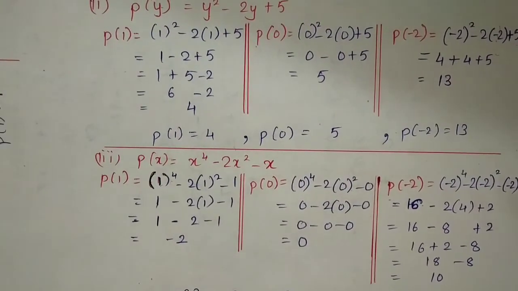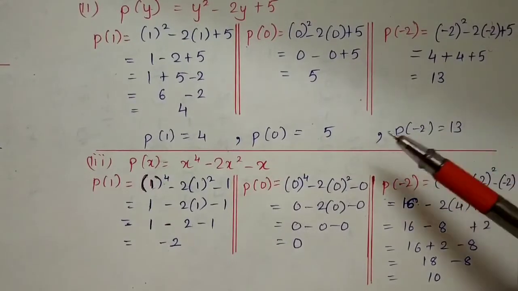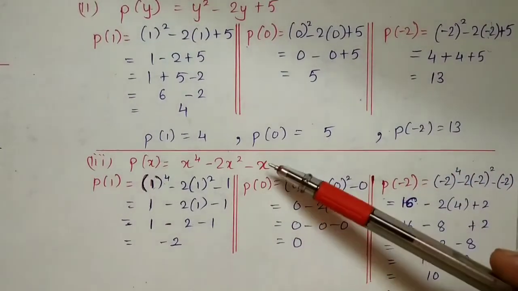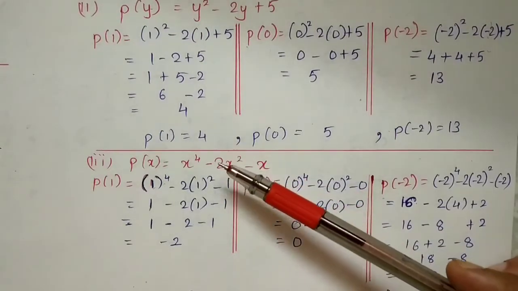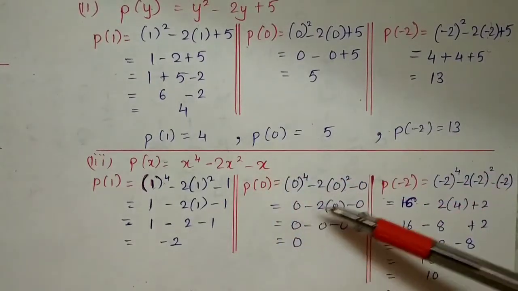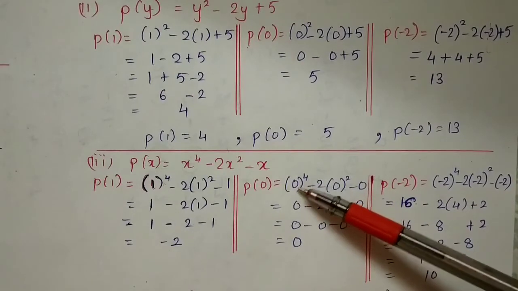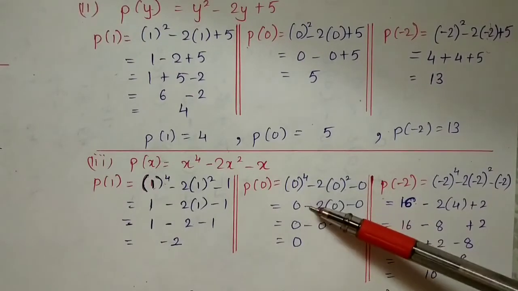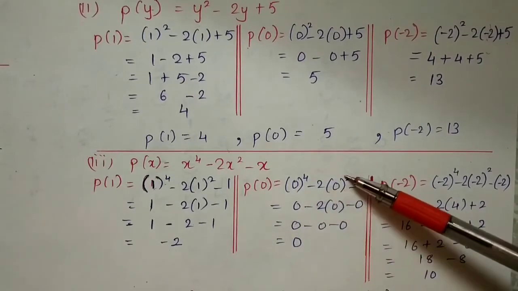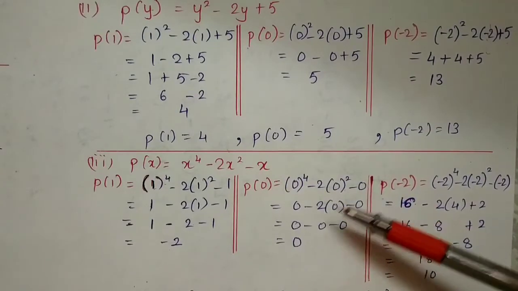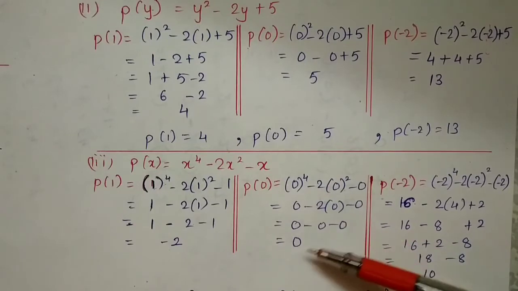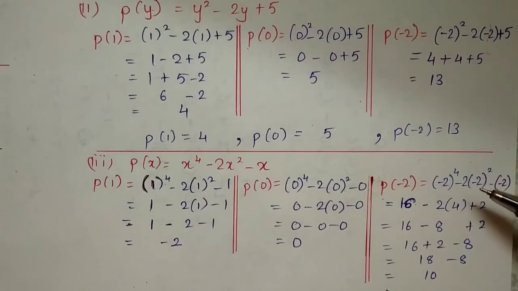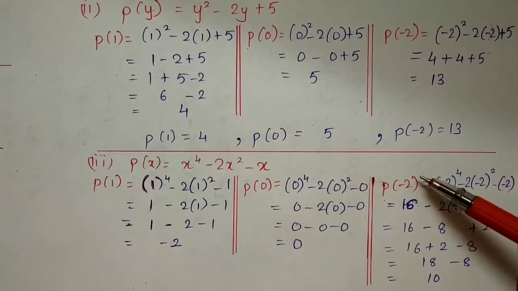Now how do I find P of 0? For P of 0 I have 0 raised to 4. I'll substitute 0 in place of all the x here. So when I substitute this, 0 raised to 4 is 0, minus 2, I write as it is, square of 0 is going to be 0, minus 0. Now here 2 zeros are 0, minus 0. So everything becomes 0.